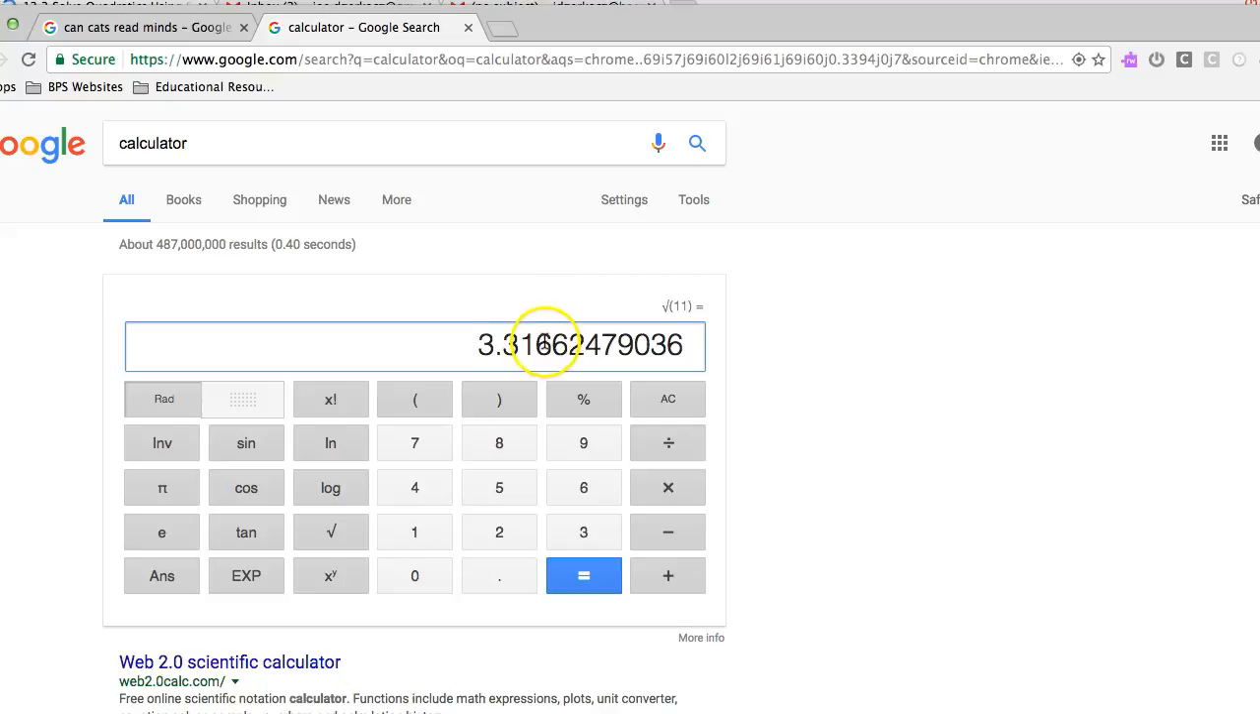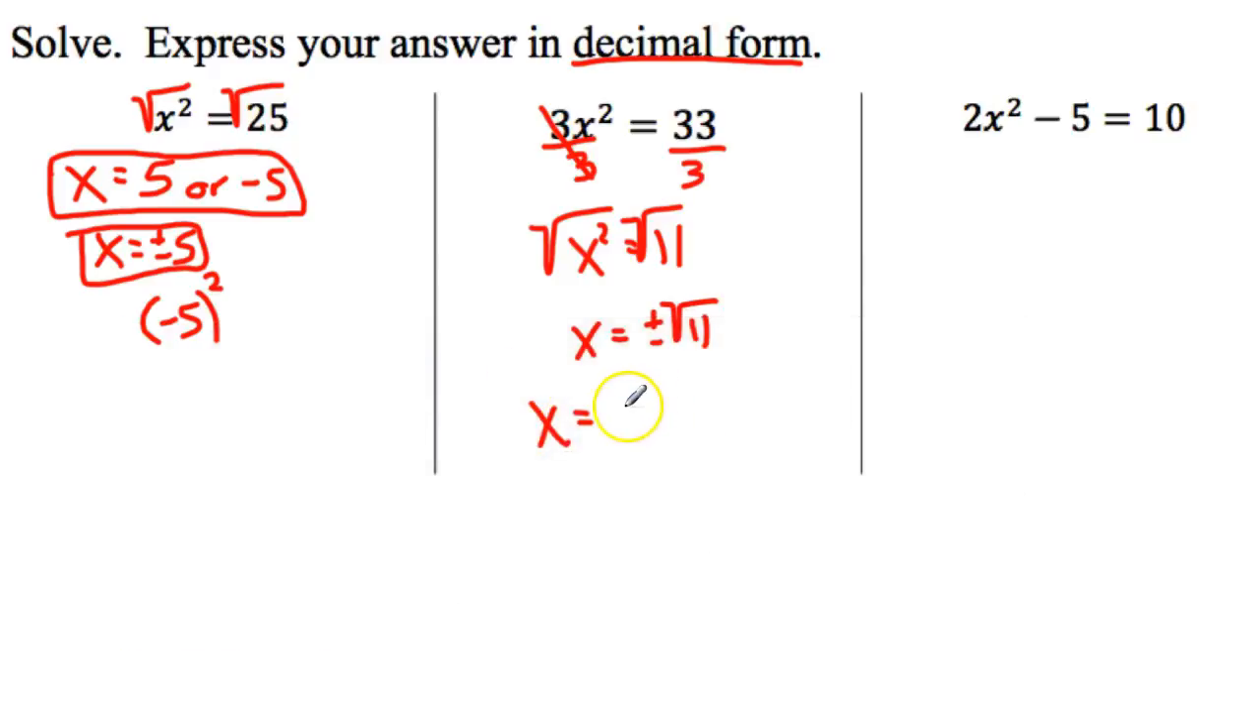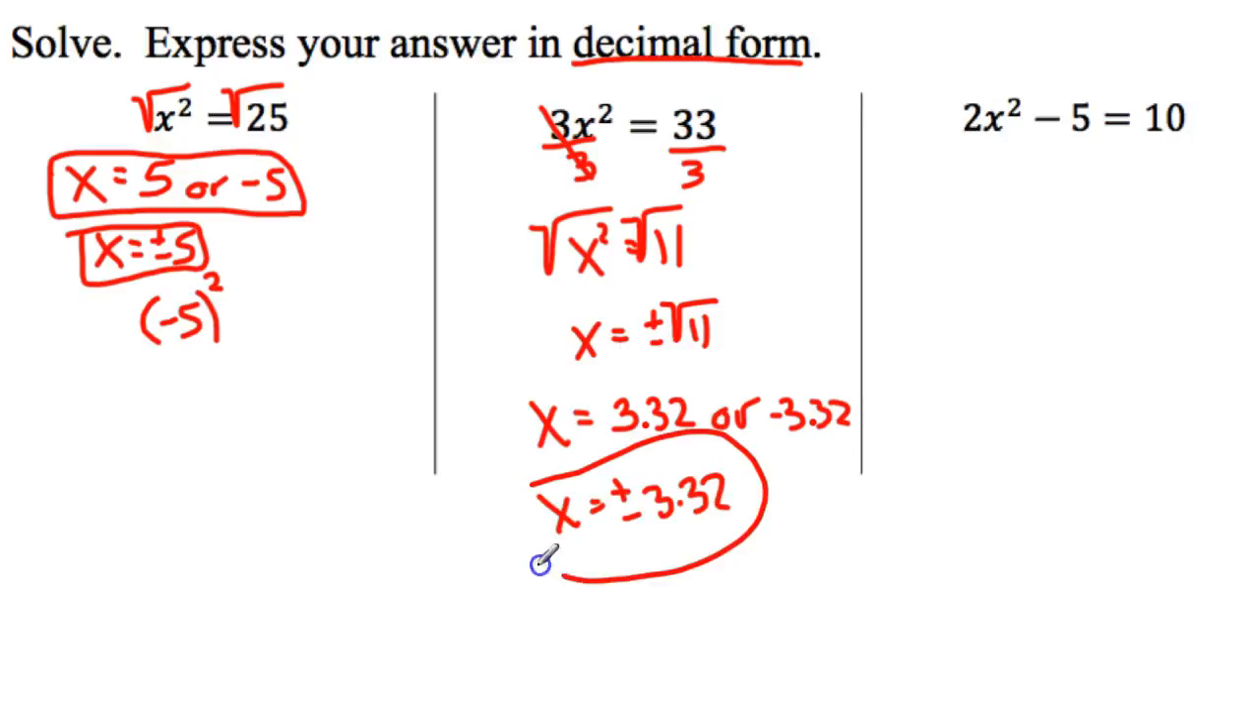The next number is a 6. That means this has to go up to a 2. So the square root of 11 is 3.32. Okay. So x equals 3.32. That's the positive root. It can also be the negative root, or negative 3.32. And you can write it this way, but it's better to write x equals plus or minus 3.32. Just like that. Moving on.